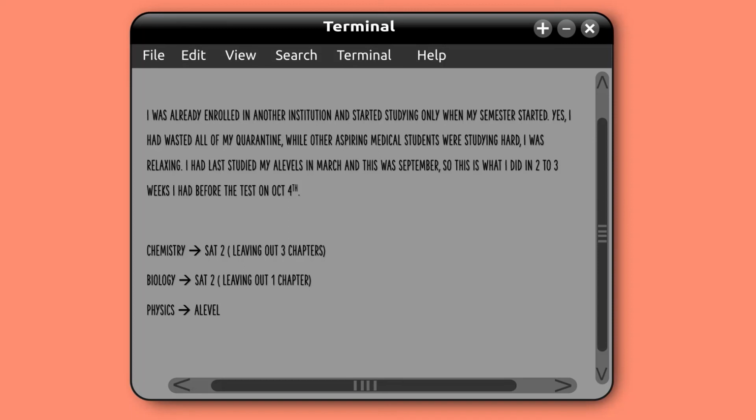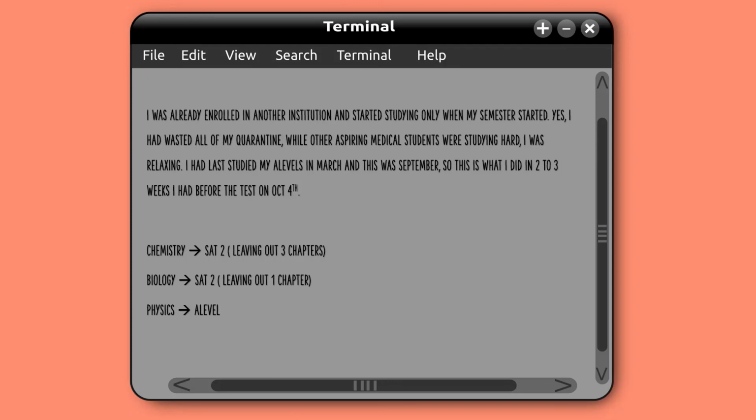However, in this limited time that I had, I did the SAT2 for chemistry, leaving out 3 chapters, SAT2 for biology, leaving out 1 chapter, and I did the AS and A2 revision of A-levels for physics. The reason why I did such limited revision was because of the shorter time that I had.